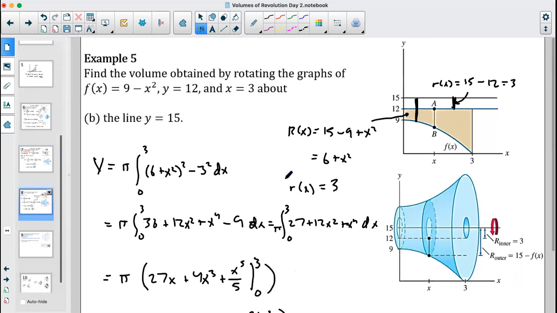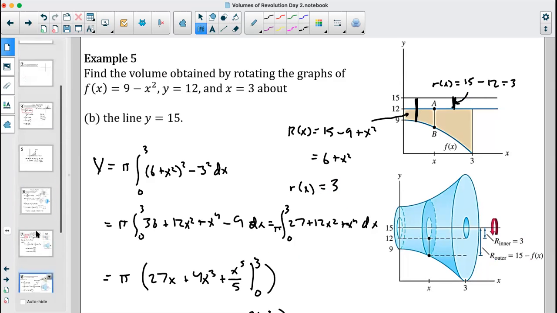And then this was the last example, where the distance for the inner radius happened to be constant. It was 3 the whole time. And so that just becomes 3, it becomes 9 in here, it becomes just part of the problem. So that's how these work.